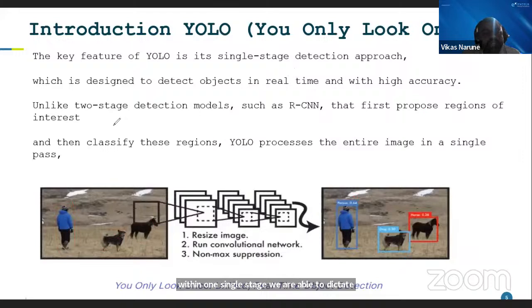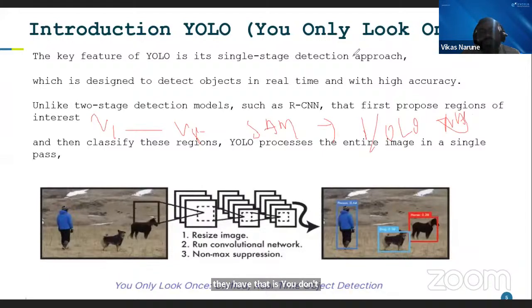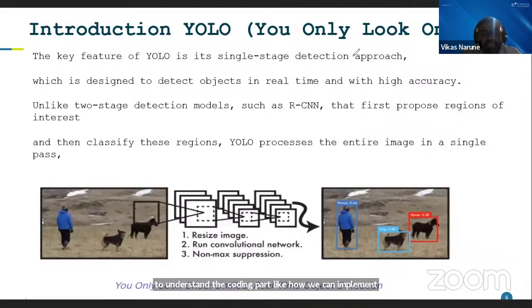And I told you guys that there is also the entire family, V1 to V8. Then they have the SAM cousin family, and one more cousin, that is YOLO NAS. We'll speak about these things today, and we'll try to understand the coding part, like how we can implement this entire YOLO NAS algorithm and how we can customize it. That's the agenda.